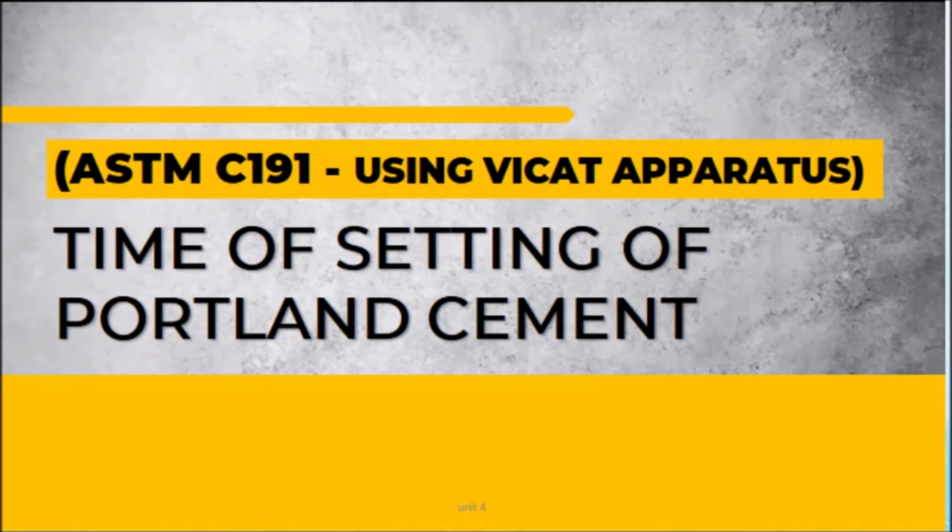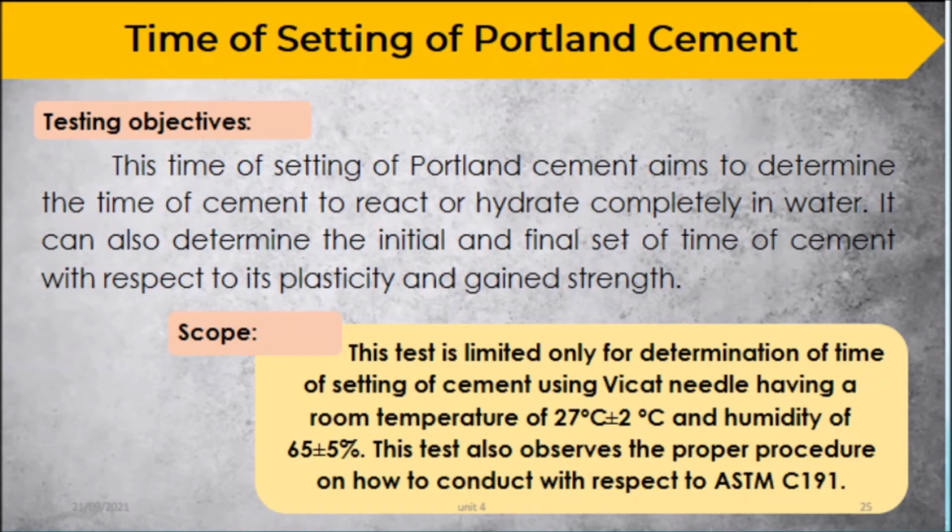So we have time of setting of Portland cement using the VICAT apparatus, in accordance with ASTM C191. For our testing objective, this test aims to determine the time for cement to react or hydrate completely in water.